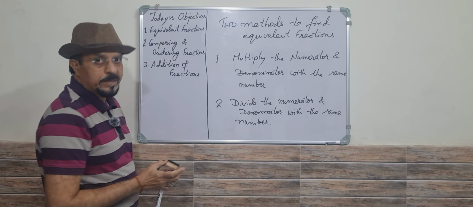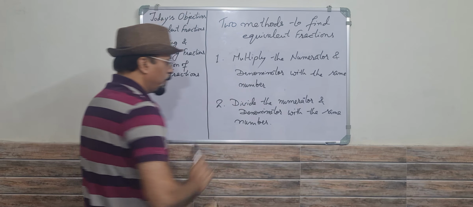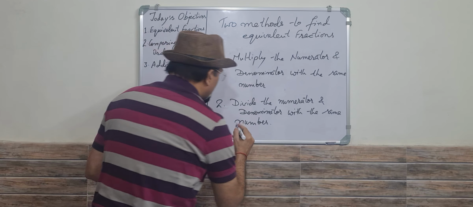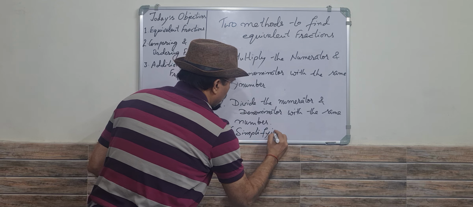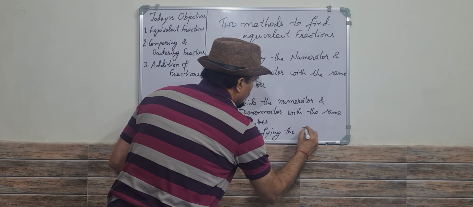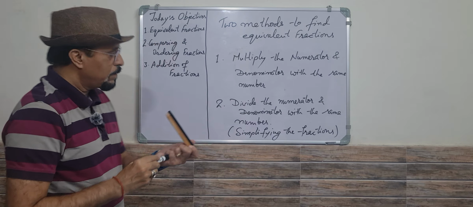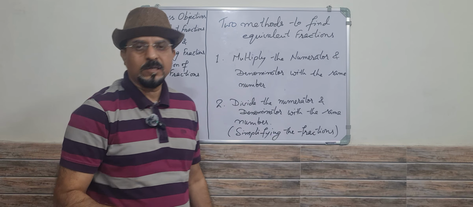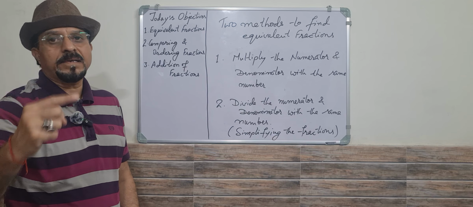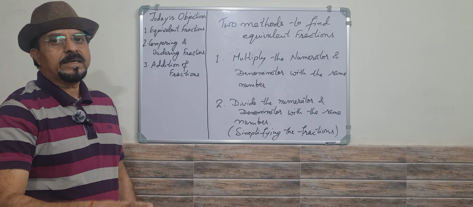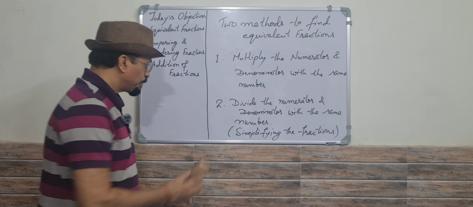Let me tell you one more thing. Dividing the numerator and denominator with the same number is also called simplifying the fraction. Simplifying the fraction is done by dividing the numerator and denominator with the same number, and this can be done repeatedly until you get the least value. I will be discussing this a little later, but this is fine.